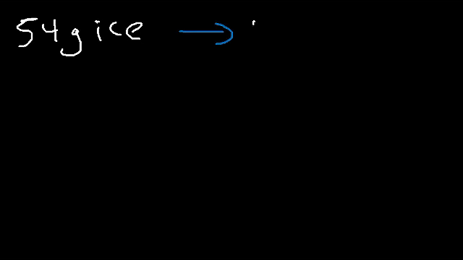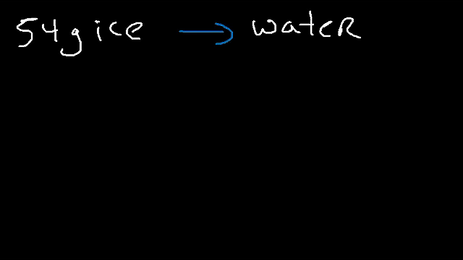So let me give you an example. Let's say you have 54 grams of ice at 0 degrees Celsius, and you want to find out how much heat energy is required to melt that ice into liquid water at the same temperature. While ice is melting into liquid water, the temperature remains constant. So this is a phase change. We want to go from a solid into a liquid. So it's easier if you simply convert it.